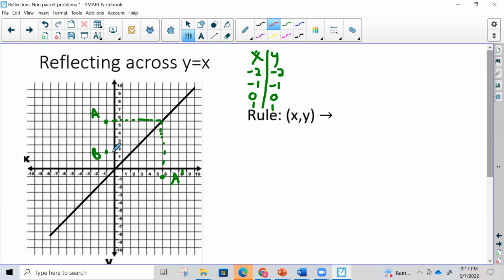So then for B, I'm going to do the same thing. I'm going to count to the line and then down. So this one's 1, 2, 3. So I'm going to go 1, 2, 3. And then I get B prime. And so this is my image.